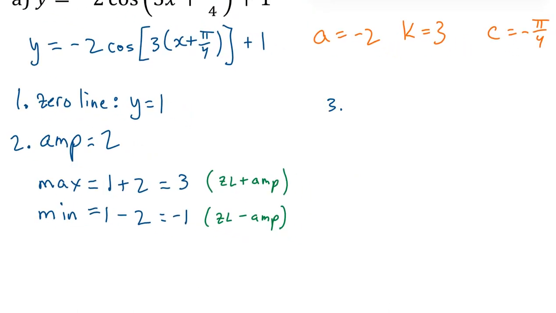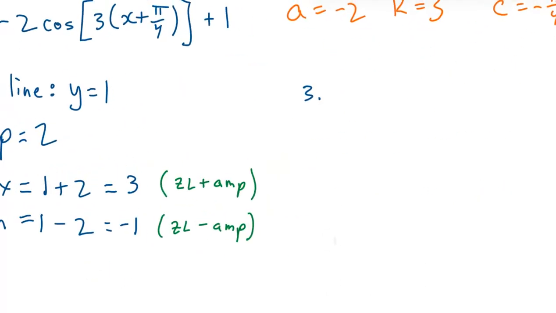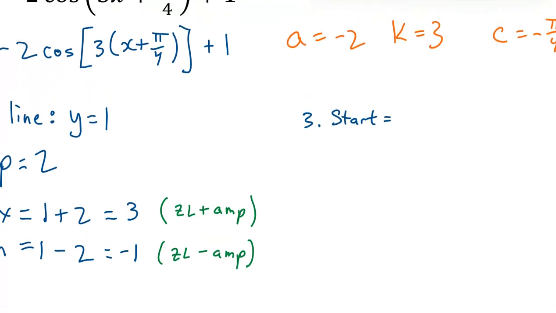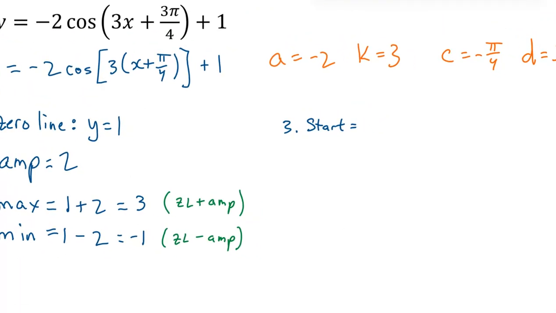Question number 3 is the start. Where does it start? This is supposed to be kind of an easy one. Negative pi by 4. The C value is just where it starts. What is the period? Who remembers the formula for period? Why would it be pi by 3? Divide what by the k value? So it is 2 pi divided by k.